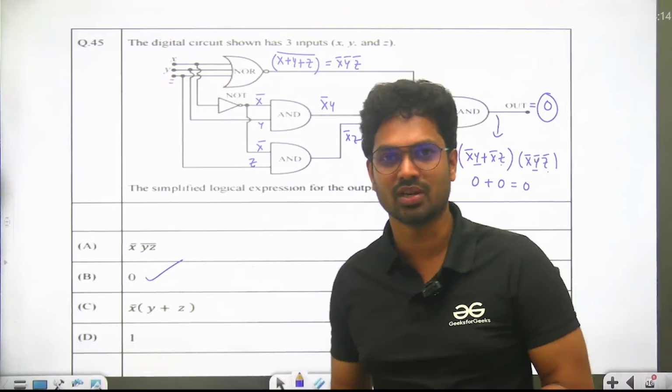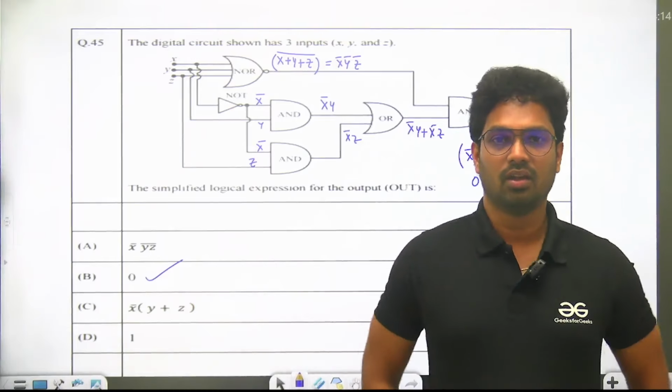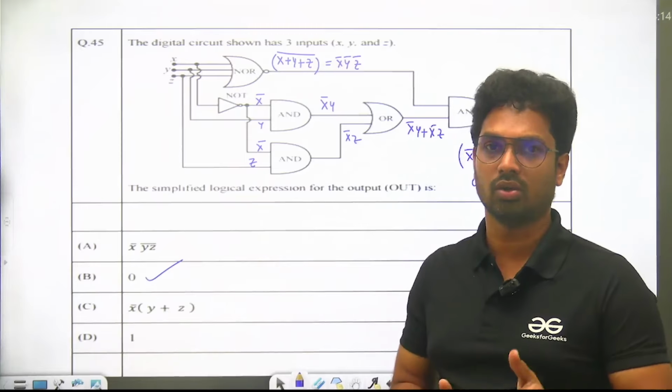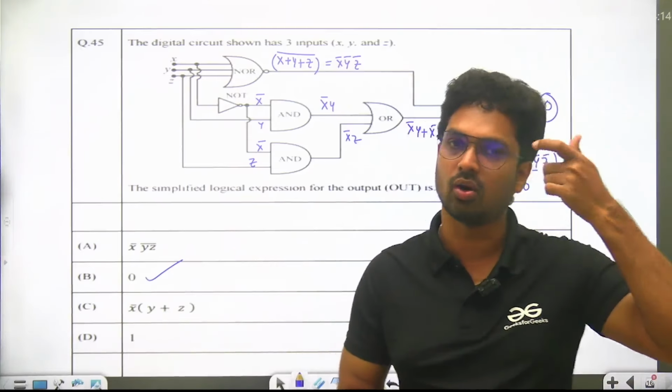Only one question is given from digital circuits anyway. So this is the answer. And the other question, which is already solved in analog circuits, is a CMOS logic gate, a NOR gate.